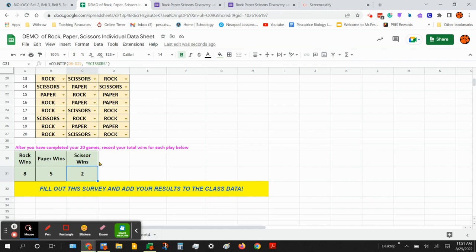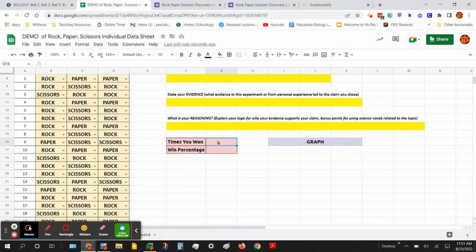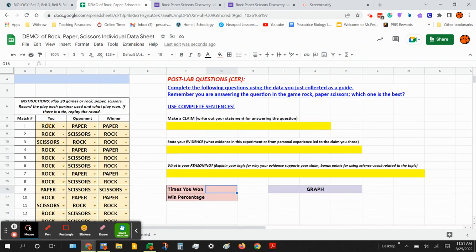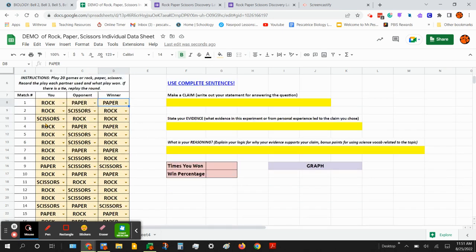After you do that, you're also going to put in how many times you won. You can determine which ones you won by whether the column of what you played matches the one that shows up in the winner column. For example, in this first one, rock was played, my opponent played paper. I did not win, so that does not count. So you need to go through and count how many times what you played matches the winner's box. When those match, you have a win. So I'm going to go through and count this real quick.